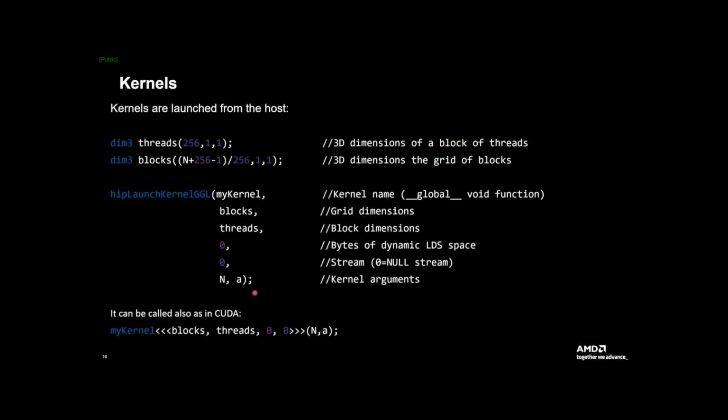Now, kernels are launched from the host, and as I said, here we create a dim3 type for the threads, which is the 3-dimension of a block of threads. Basically, we say here it's kind of 1D, but we define 1 and 1 for the other indexes, and we define the dimension of the grid of blocks, which will play with the problem size and how many threads we have per block.